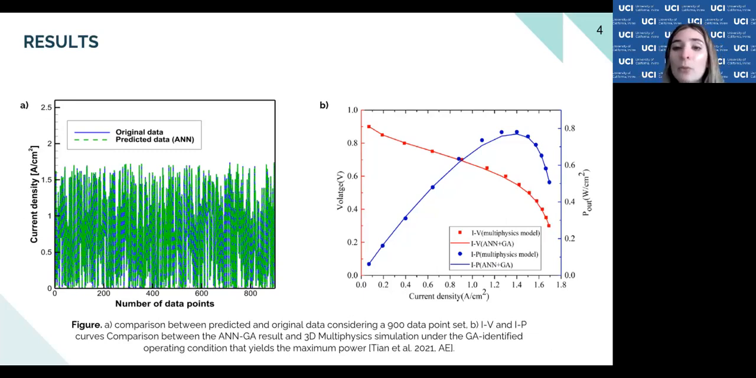So these specific numbers were not included in the original data set. So this information obtained from the ANN-GA model was compared with the one from the 3D multiphysics model, considering these conditions that I just mentioned, this relative humidity, this temperature, etc., to see what voltage and current you could obtain. And as you can see on the figure, it seems that both models have an acceptable agreement between each other.